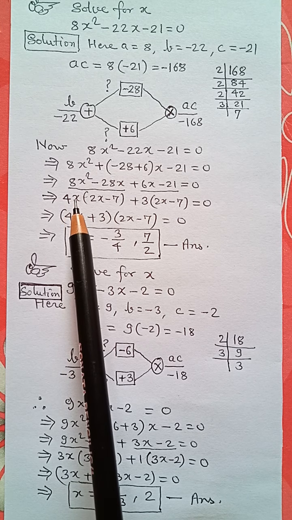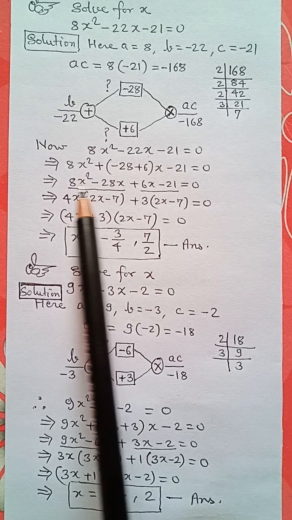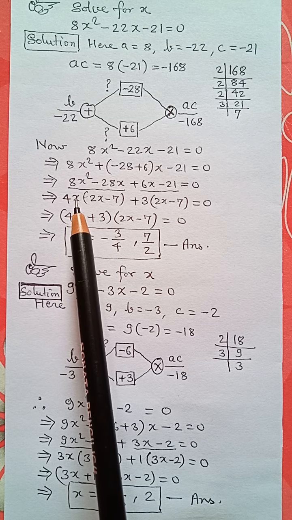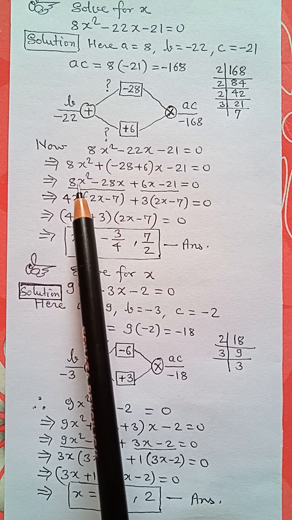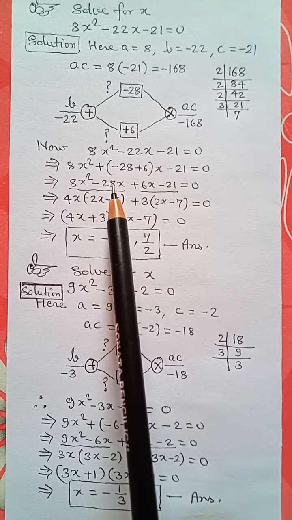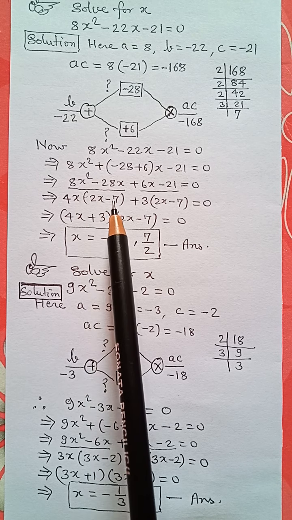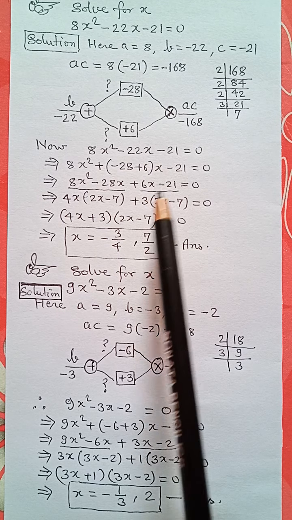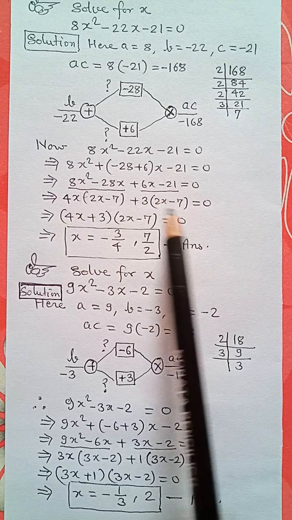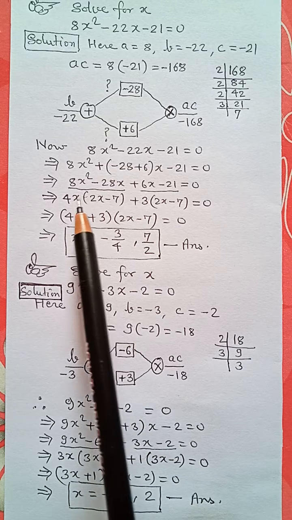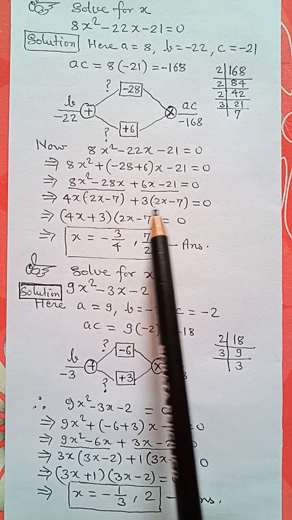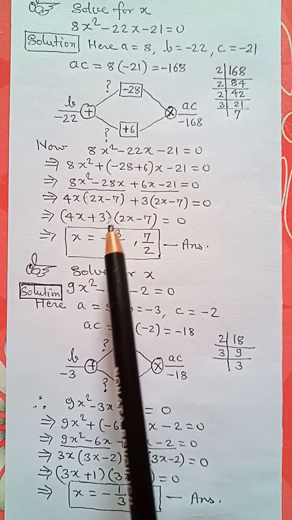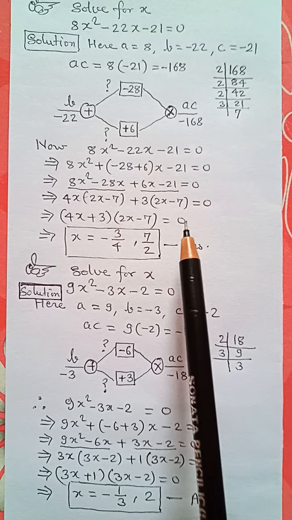Here we have 4x times, because 4x is a common factor and highest common factor of these two terms. Therefore 4x times, here we have 2x and here we have 7, 2x minus 7. Plus similarly 3 is the highest common factor of these two terms. Therefore 3 times 2x minus 7. Now 2x minus 7 is a common factor to these two terms. Therefore 2x minus 7 times 4x plus 3 is equal to 0.